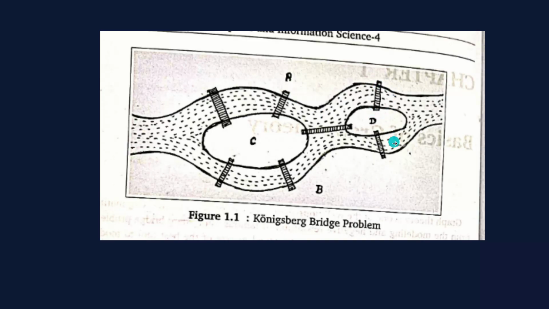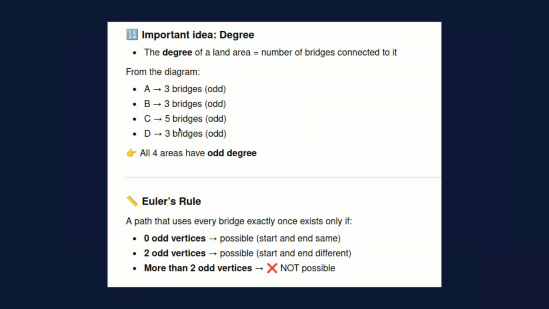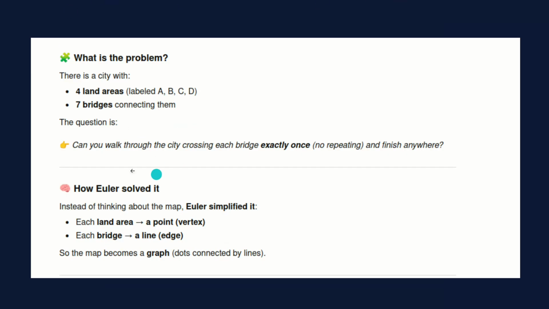While I'm doing that, I should be able to cross every bridge exactly once and cover all of these islands and all of these bridges and reach anywhere. I can reach A, B, C, D, any island, I don't care. But can we do this? Only one time we can cross one bridge. That is the main condition that you have to understand here. So that was the question.